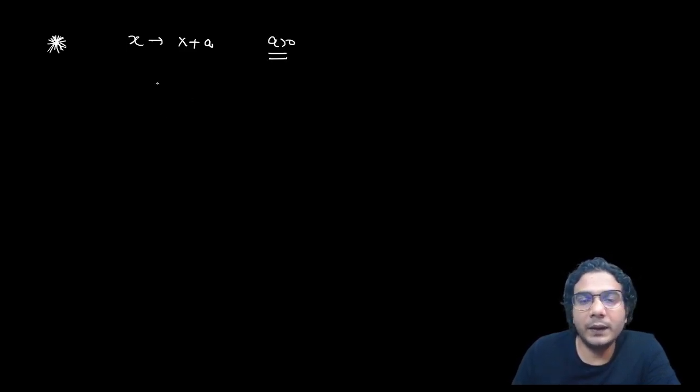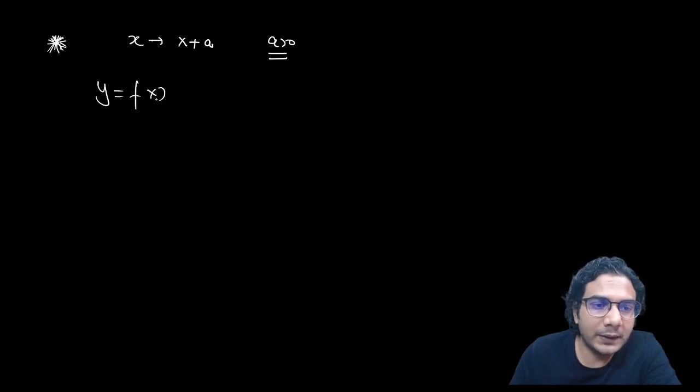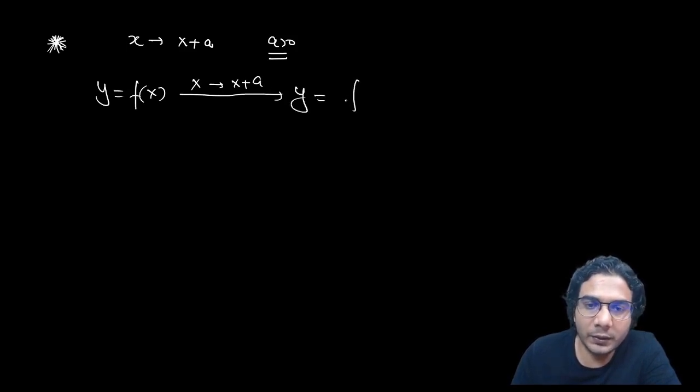The next transformation is when you replace x by x plus a. Let's take a as a positive number. When we need to replace by x minus a, then we'll do x minus a. So y is equal to f(x). This graph after this transformation, when x is replaced by x plus a, the new equation will become y is equal to f of x plus a.